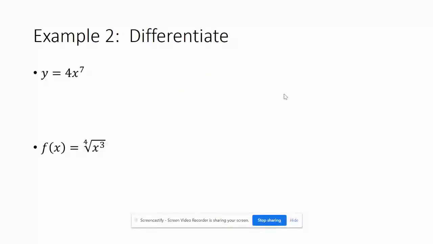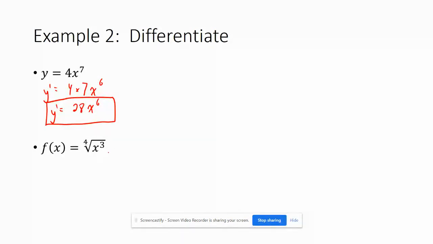So in this case, we have y equals 4x to the 7th. So what's y prime going to be? Well, the 4 is still there. The rule for this is the 7 comes down, and then we go to 1 less like this. So 4 times 7x to the 6th. 4 times 7 is 28x to the 6th. There's our derivative for the first one.